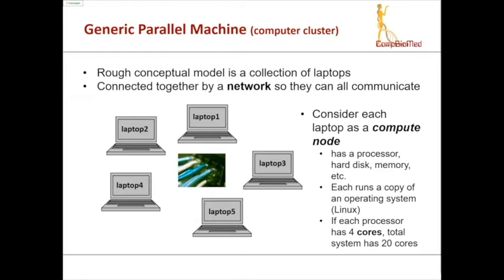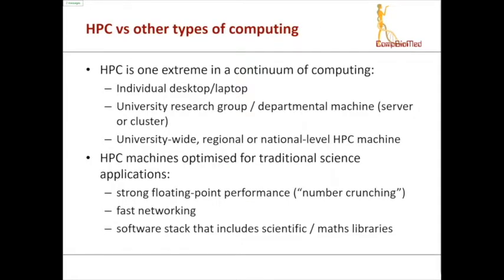The key thing here, I think, to take away is that the performance of this generic machine we see here is highly dependent on the network. The better the network, the better they can communicate, the faster they can communicate. So, high-performance computing versus other types of computing.